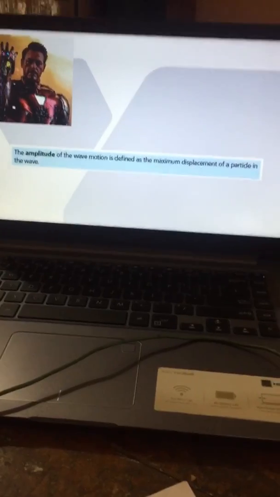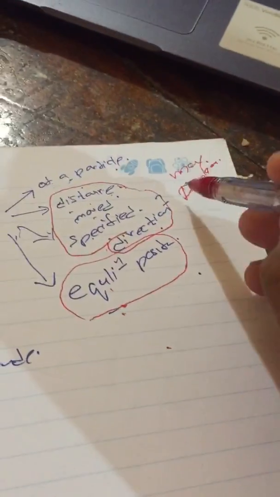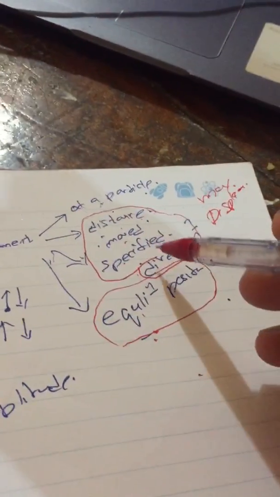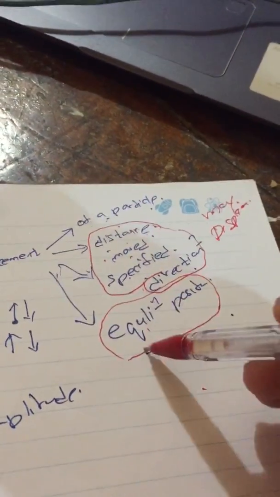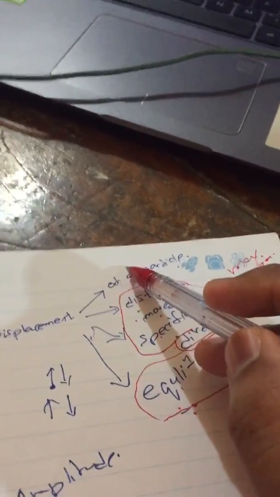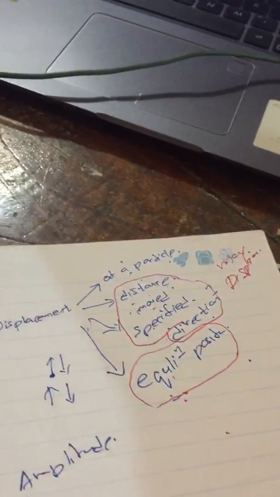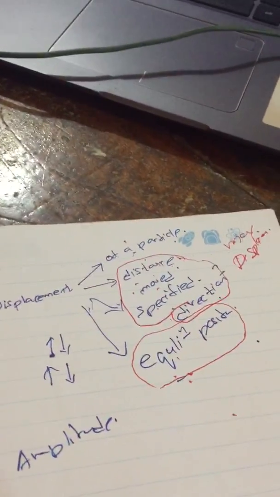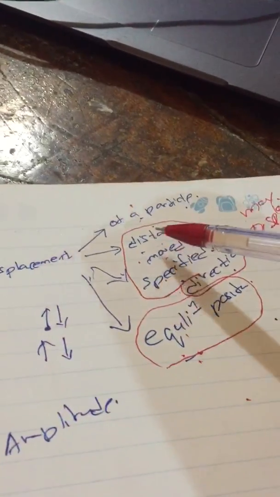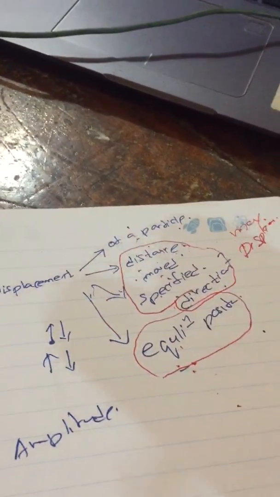So it's better to define amplitude as the maximum distance moved in a specified direction from the equilibrium position by a particle, instead of saying displacement. Even when you're asked to define amplitude, please go to the very root and give it in terms of distance, and of course include these conditions as well.